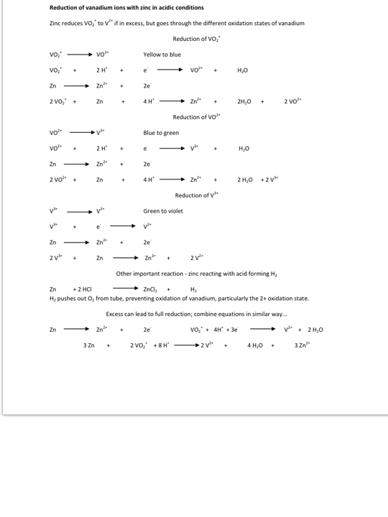So it may well be that you're asked to write the overall ionic equation for the whole reaction, and you can see that zinc is clearly in excess, 3 to 2 ratio there, it's in excess to allow that reaction to happen.